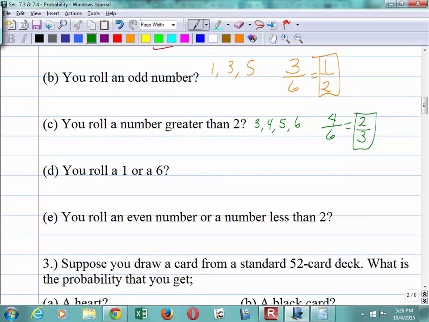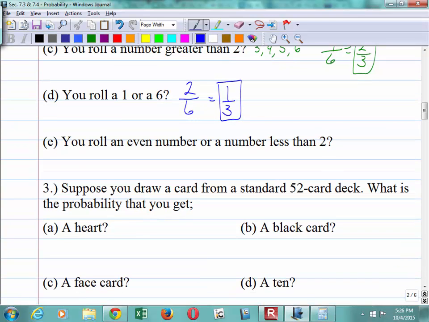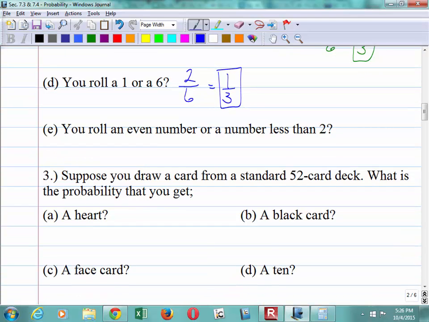And then part D, you roll a 1 or a 6. So that's 2 options out of 6, which reduces to 1/3. And part E, you roll an even number or a number less than 2. So numbers less than 2, the only option is 1. And then the even numbers would be 2, 4, and 6. So that's 4 out of 6, which reduces to 2/3.